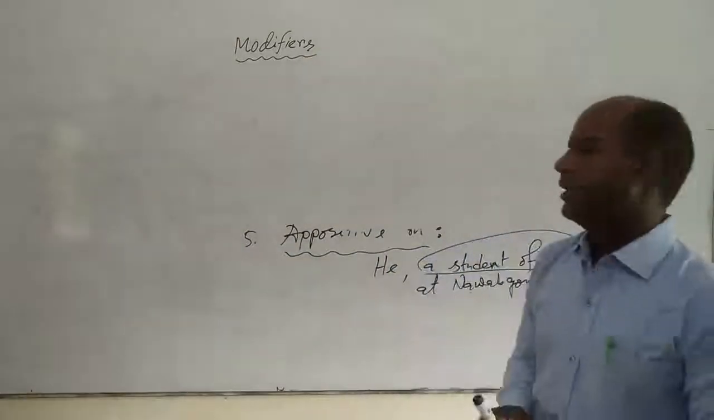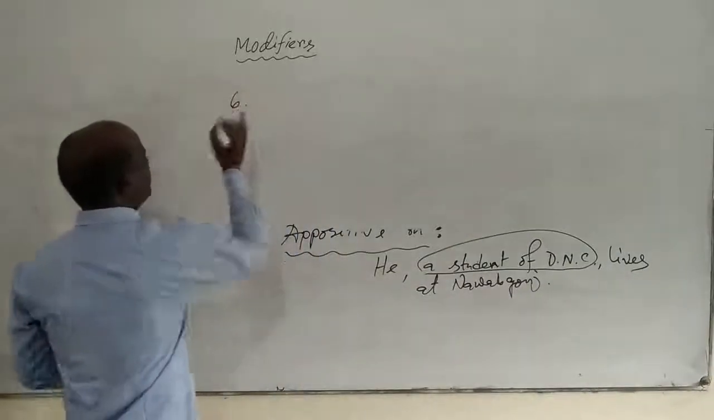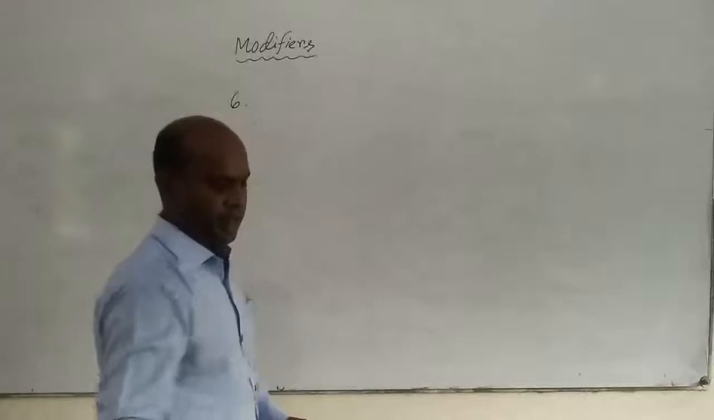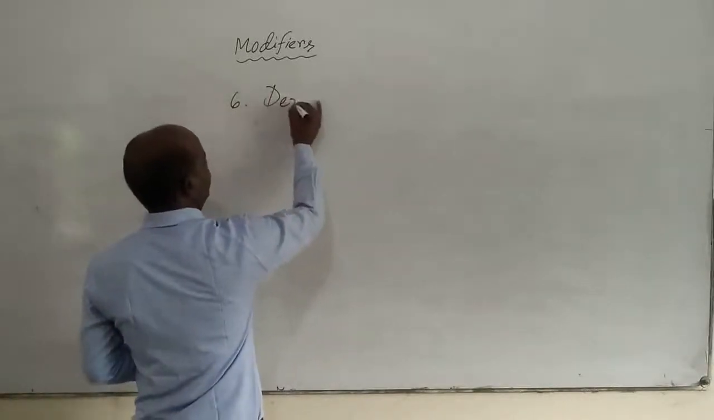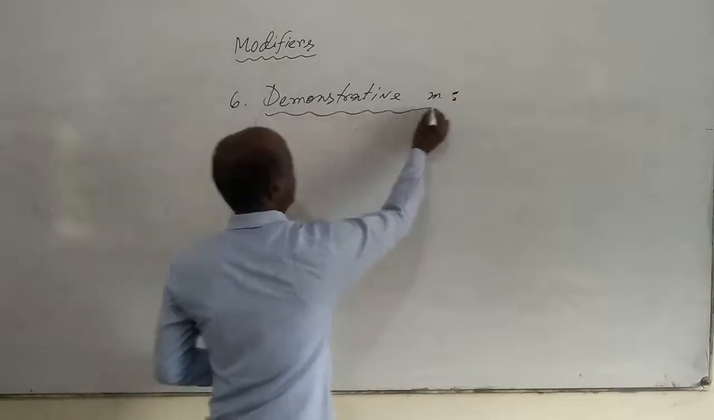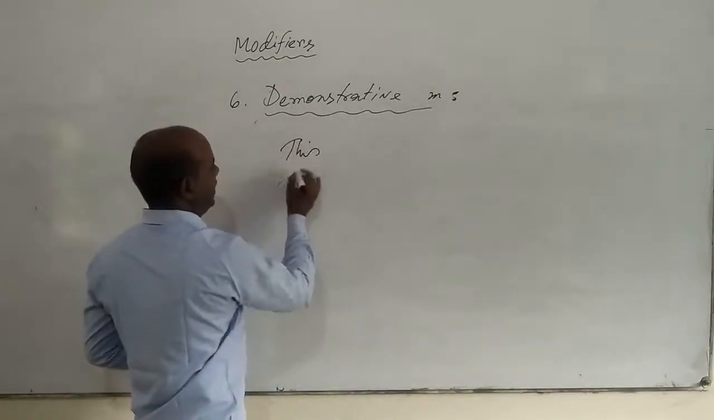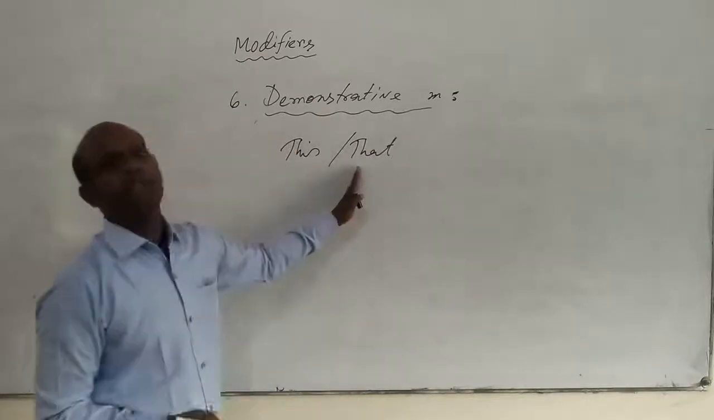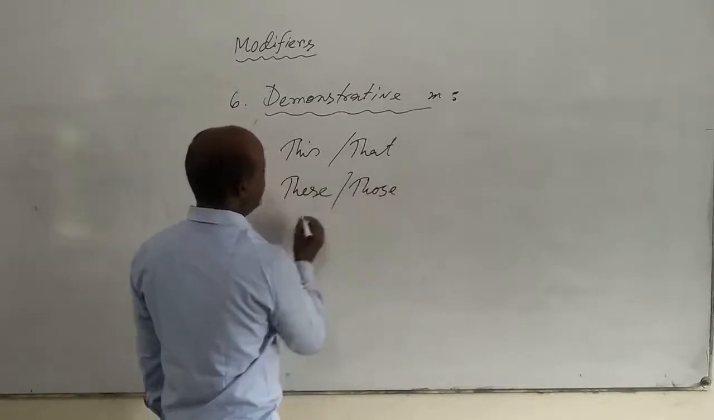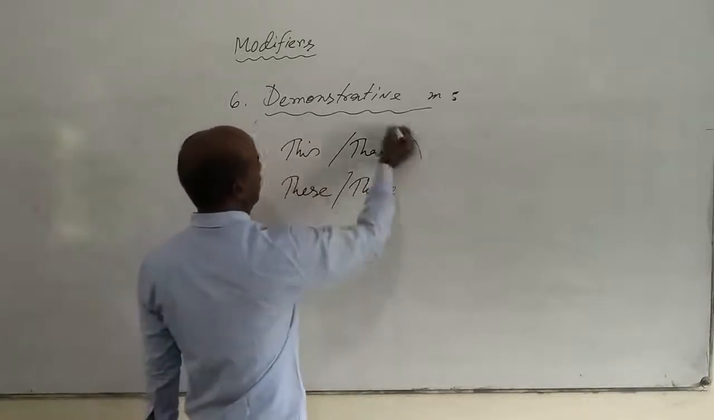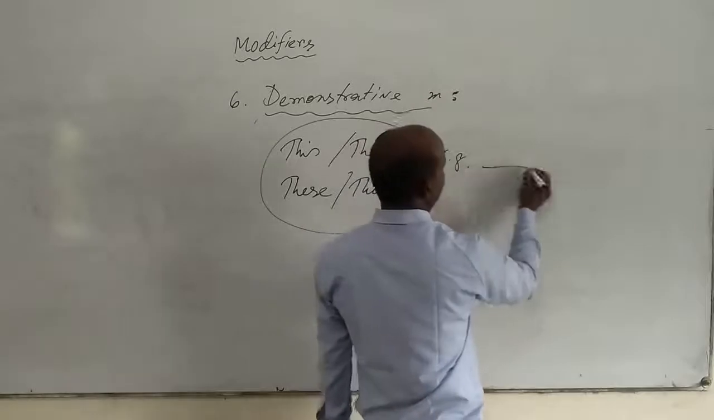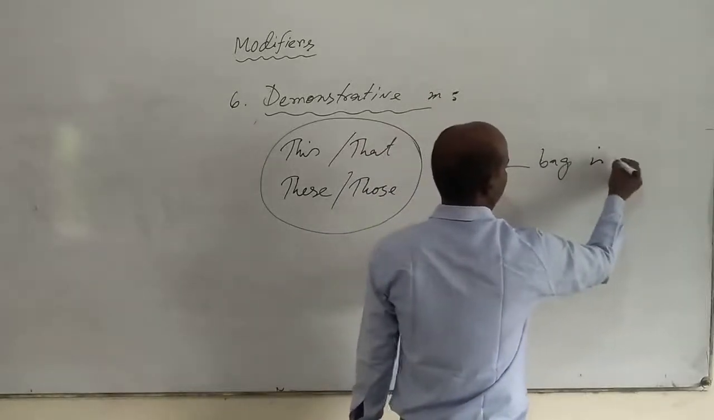We go to rule number six, demonstrative modifier. This, that, are used for the singular number. These, those, are used for the plural number. These are demonstrative modifiers. Suppose, for example, this bag is mine.